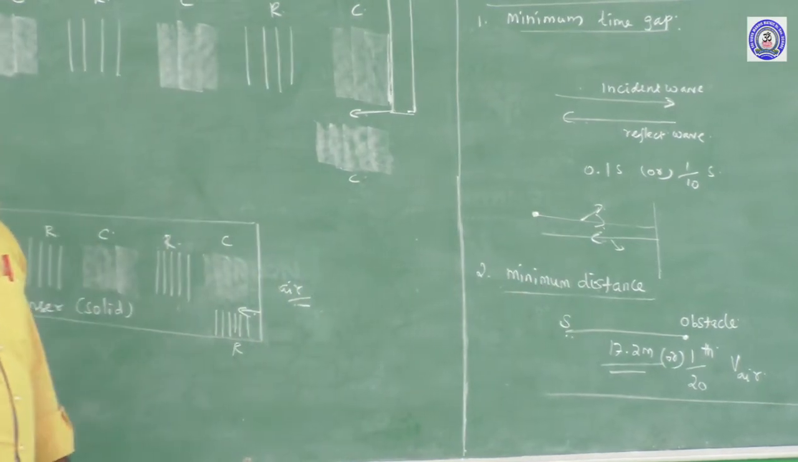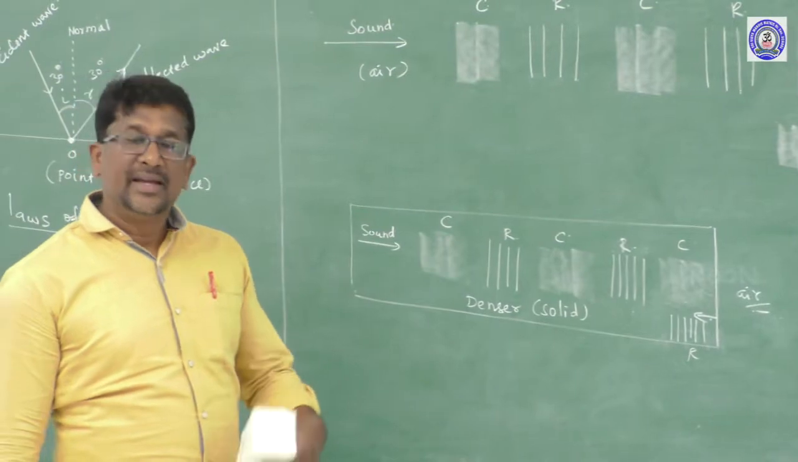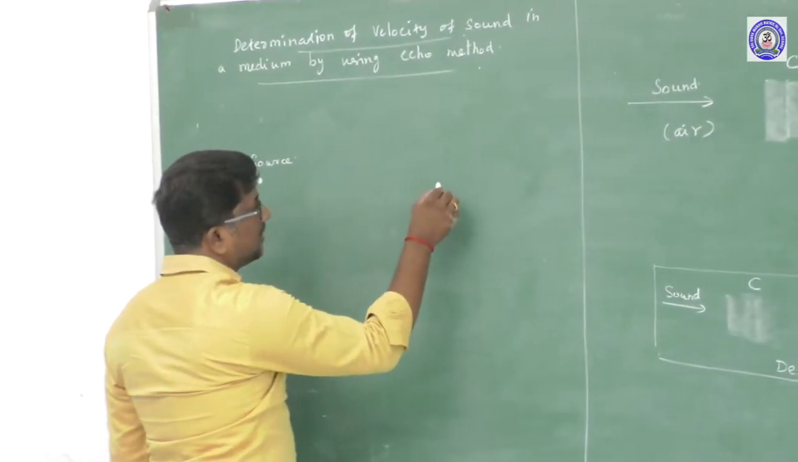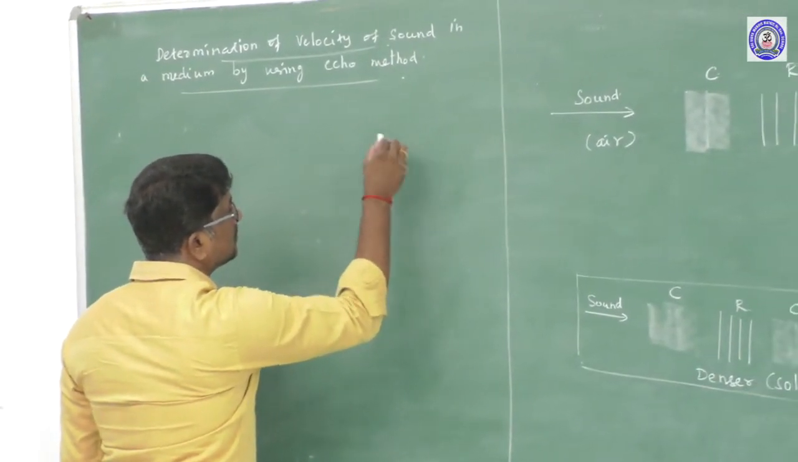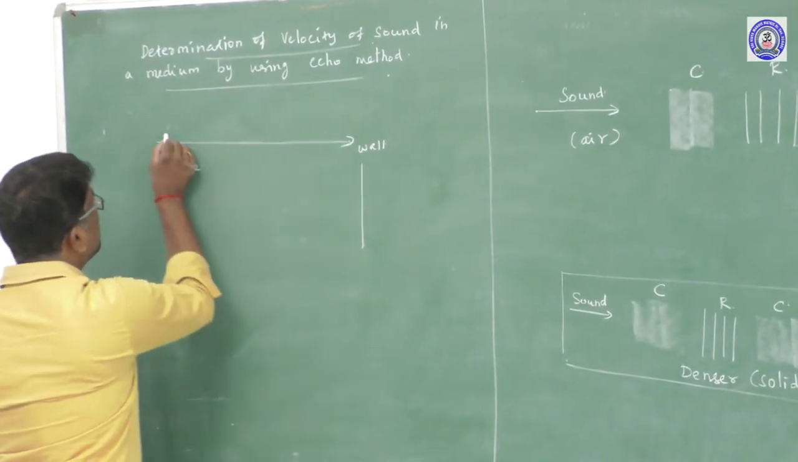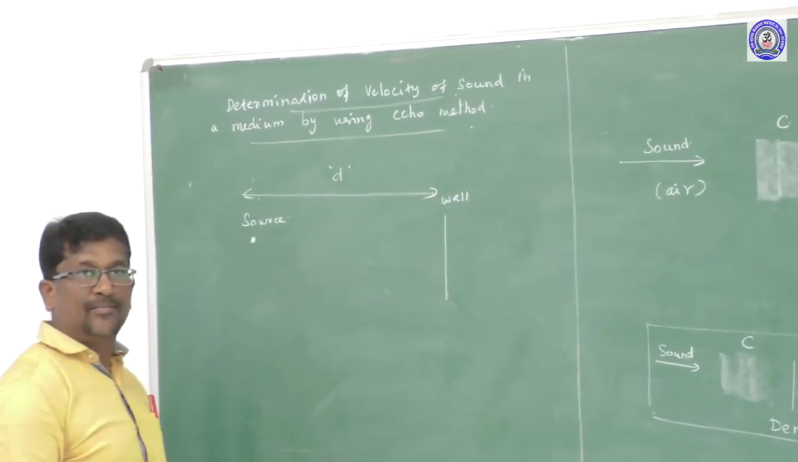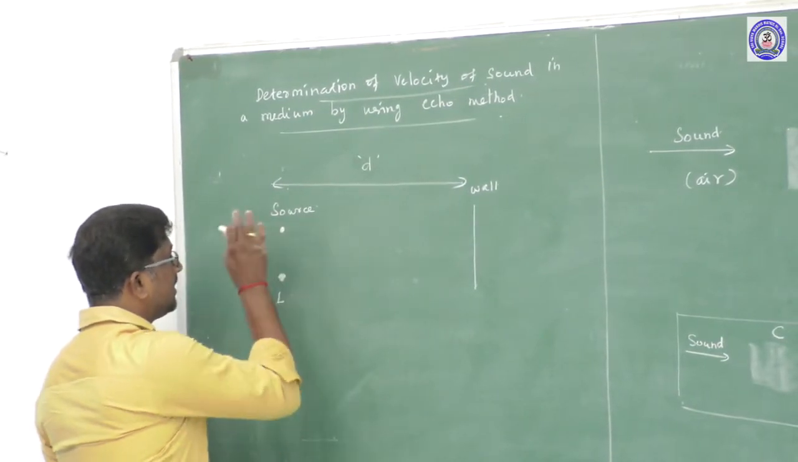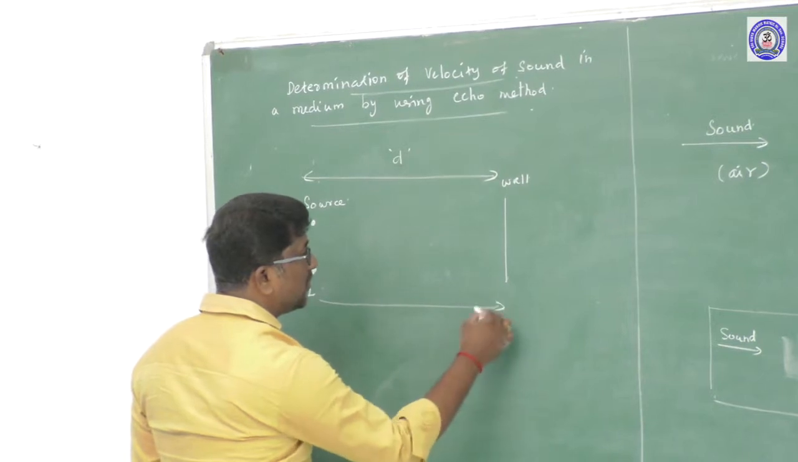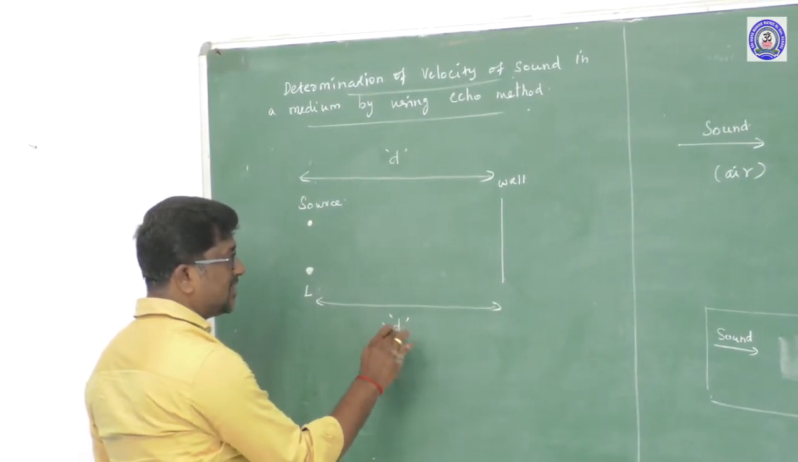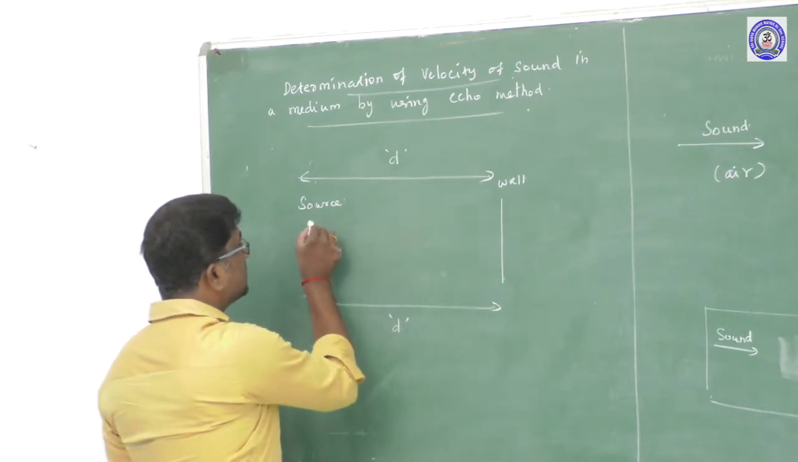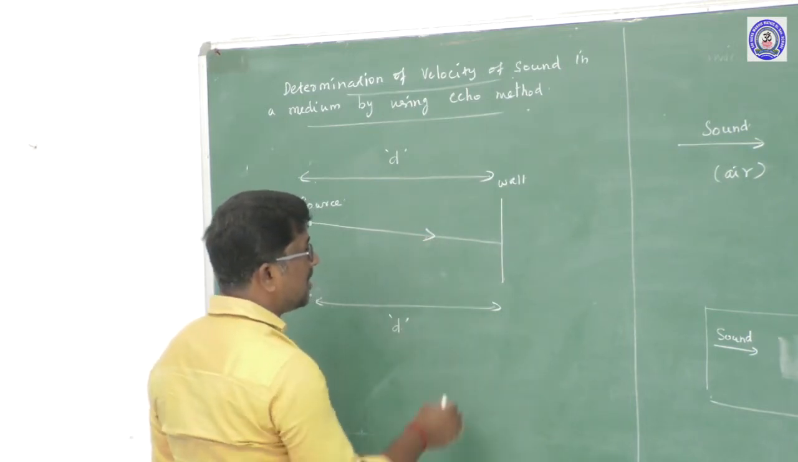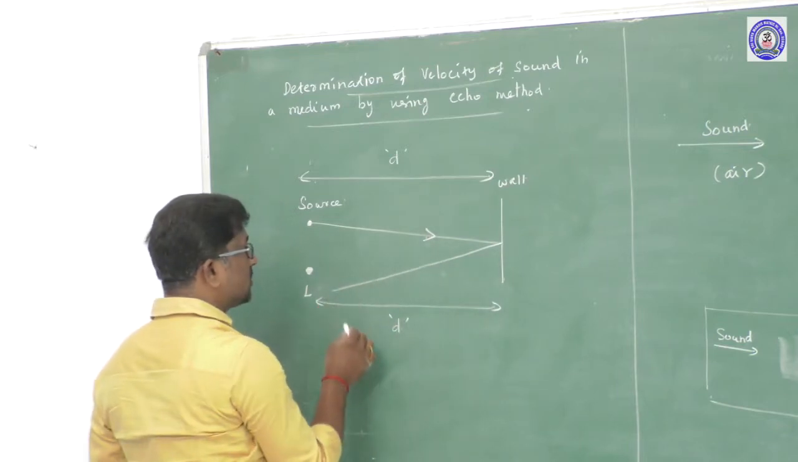So next we go for measurement of the velocity of a sound wave in air medium or any one of the medium by using the echo method. The distance between the source of sound and the wall is d. And there is a listener or an observer near the source of the sound. Here the distance between the wall and the listener is also the same distance, that is d. Now the source emits a sound wave. It travels towards the wall and strikes on it. After reflection, it travels towards the listener.